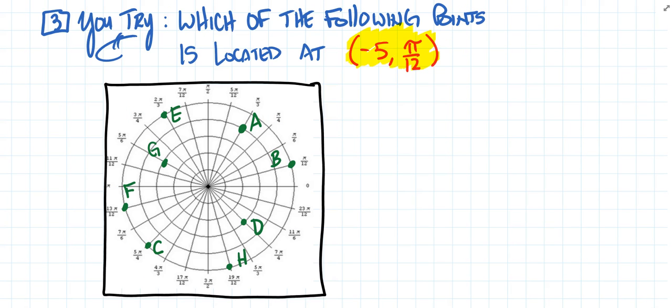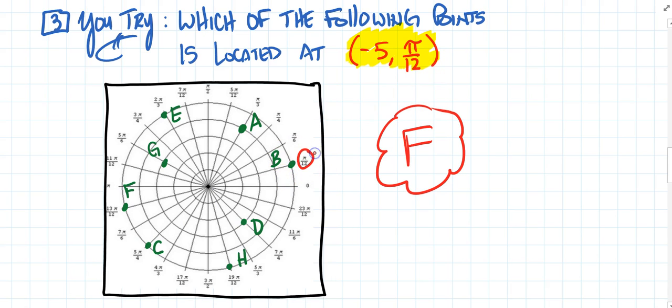Okay, here's a quick you try. Which of the following points is located at negative 5, comma, pi over 12? Now, take special note that r is negative. So point F was the correct answer. Hopefully you got it correct. The reason that point F is the correct answer is because first I identify pi over 12, and then I would draw my normal polar axis, but then I would go back 5 units because my r is negative, and I would end up right here 5 units away in the opposite direction along pi over 12 at point F.